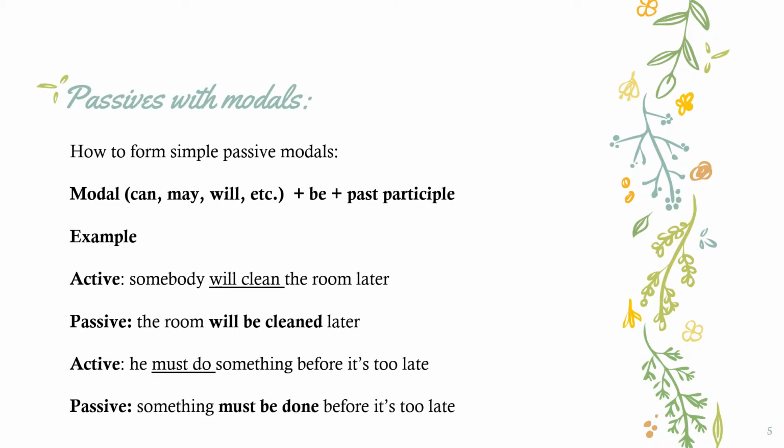Another example is he must do something before it's too late. The passive form is something must be done before it's too late. Must is the modal and it's followed by be plus the past participle form of the verb do, which is done.